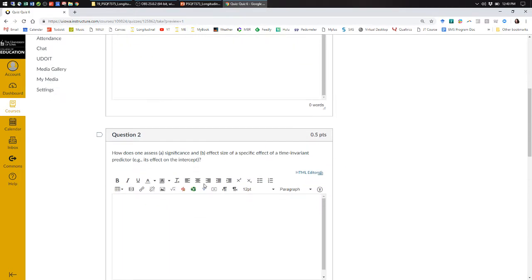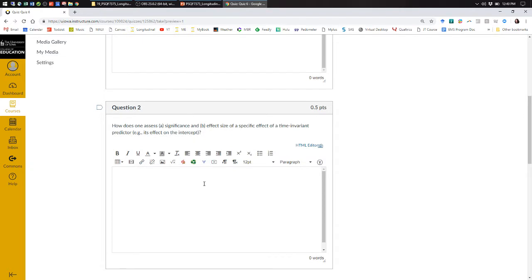How does one assess significance and the effect size of a specific effect? For instance, the effect on the intercept specifically. So how do we know if that is significant, different than 0? Don't think too hard. Can we stare at a p-value? Yeah, we did it all last week, right? So yes, we can have the estimate divided by its standard error. Treat that as either a z or a t, depending on if you want to have some denominator degrees of freedom. I call that a Wald test, a univariate Wald test.